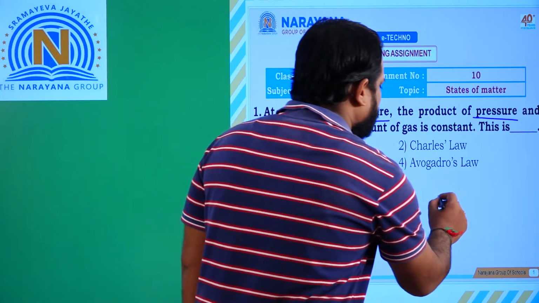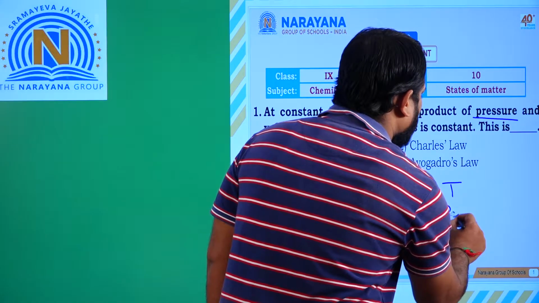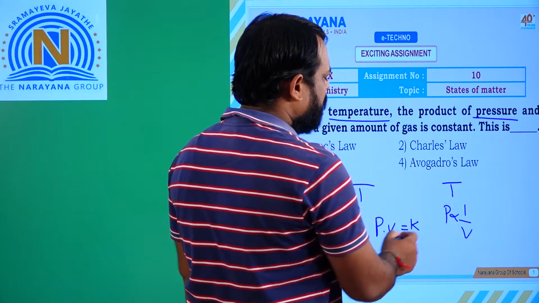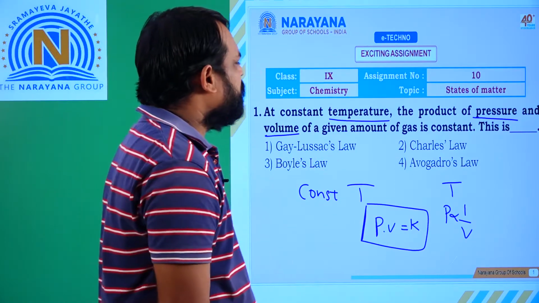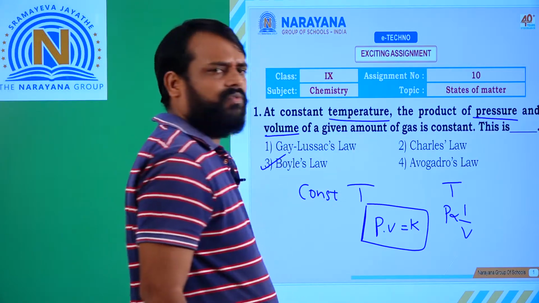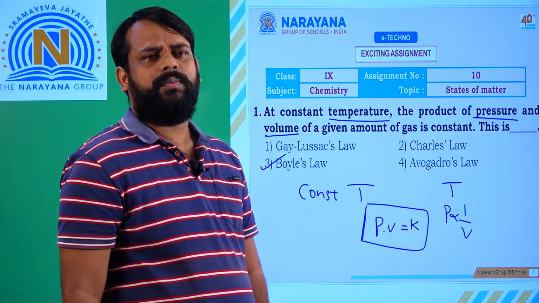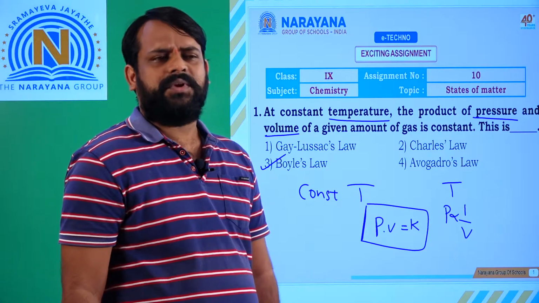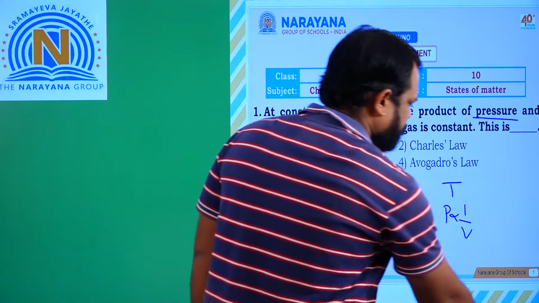So once revise, what is Boyle's law? At constant temperature, the pressure is inversely proportional to its volume. If you take the cross multiplication, PV is equal to constant. So the product of pressure and volume is constant. This is Boyle's law: at constant temperature the product of pressure and volume is constant, or at constant temperature pressure is inversely proportional to volume.